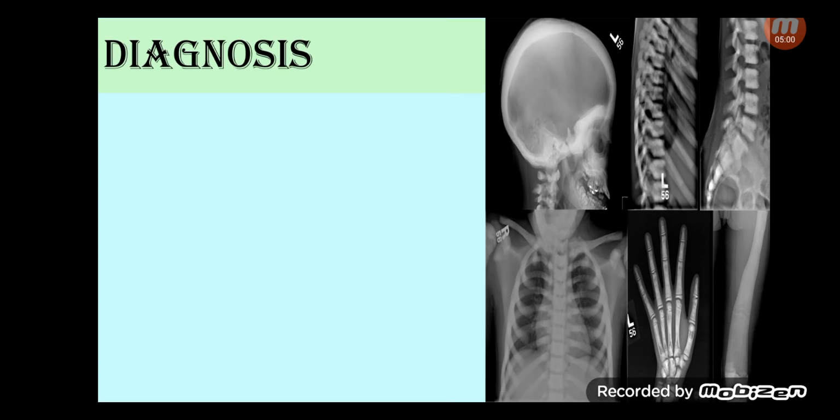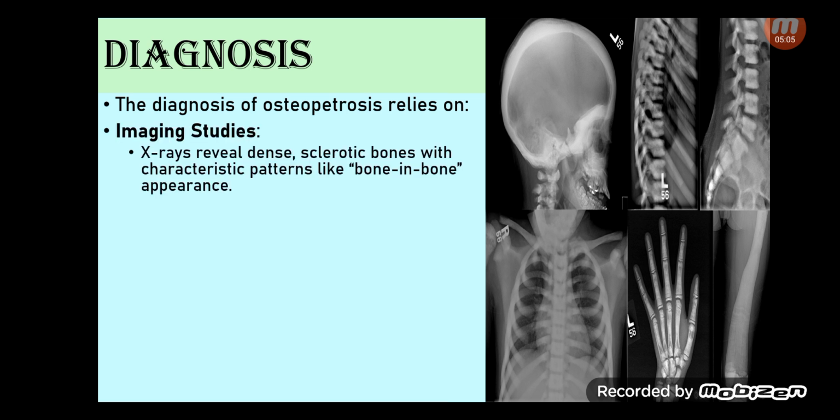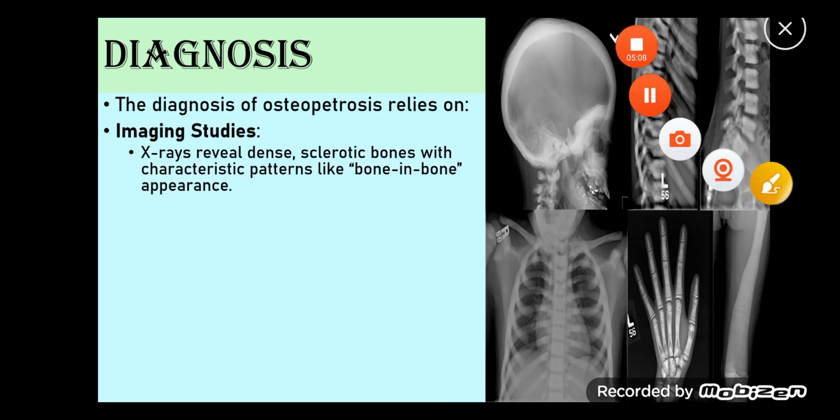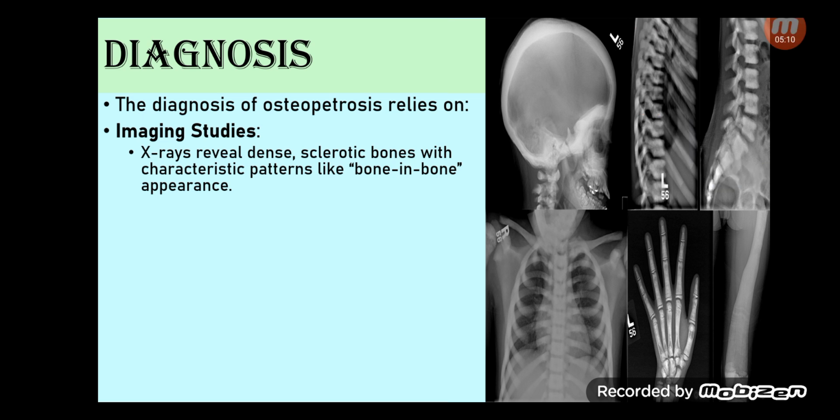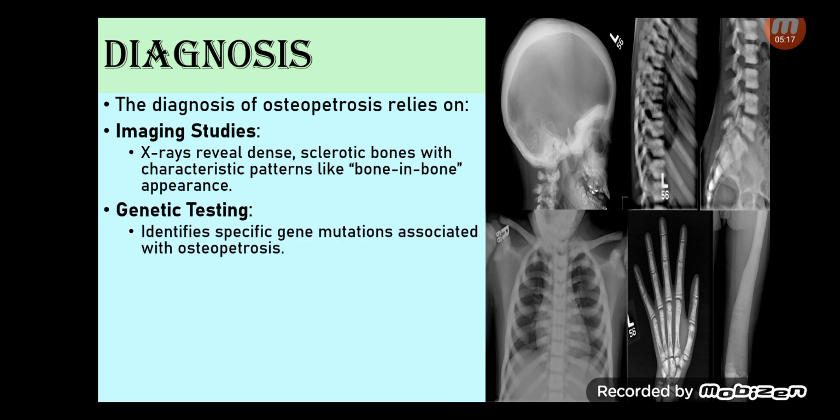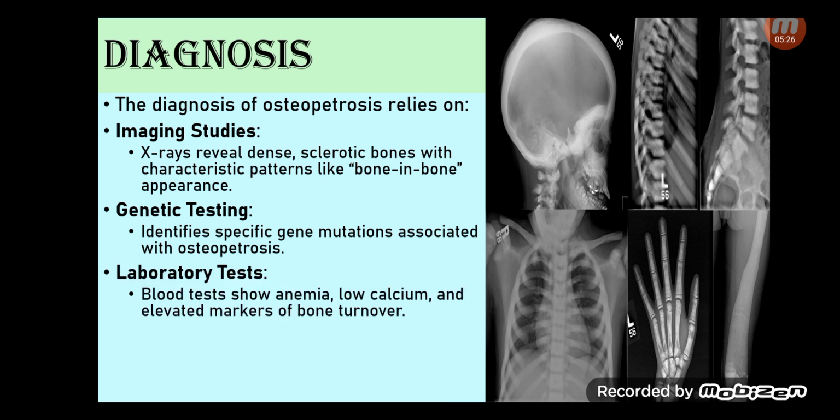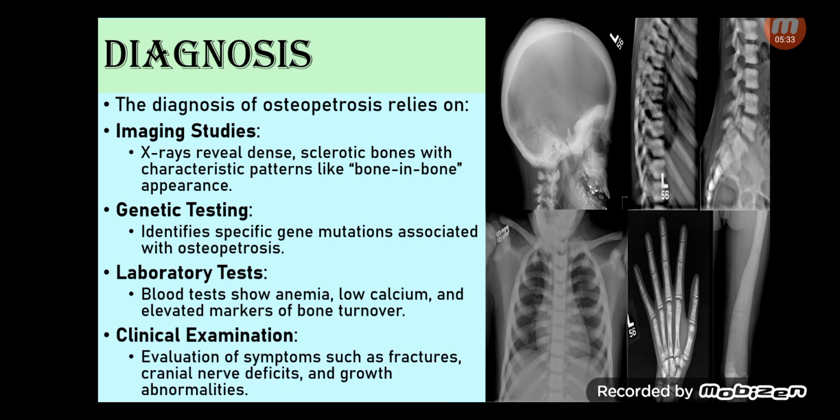Now we will talk about diagnosis of osteopetrosis. The diagnosis of osteopetrosis relies on imaging studies. In imaging study, we do X-rays that reveal dense sclerotic bone with characteristic pattern like bone-in-bone appearance. Then we can also do genetic testing to identify specific gene mutation associated with osteopetrosis. Then we can also do laboratory tests, where blood test shows anemia, low calcium and elevated markers of bone turnover.